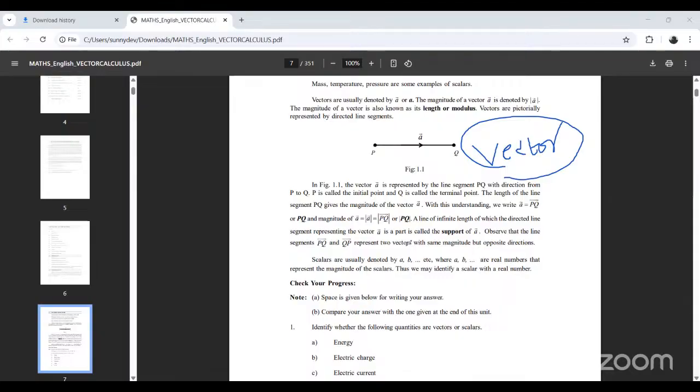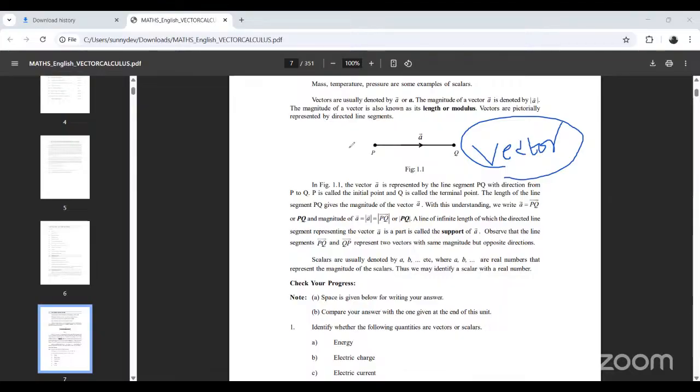Generally, in physics we can say temperature, pressure and mass are scalars. But when it comes to mathematics, a scalar is just a number. We can just write that number.